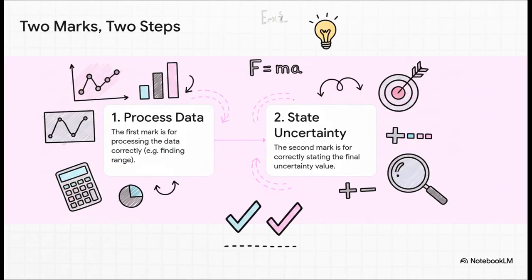And this is so important to see. The marks are split into 2 chunks. You get the first one just for processing the data correctly, like finding the range or the mean. The second mark is for the final answer. It's like a safety net. Even if you mess up the very last step, you can still walk away with half the points.